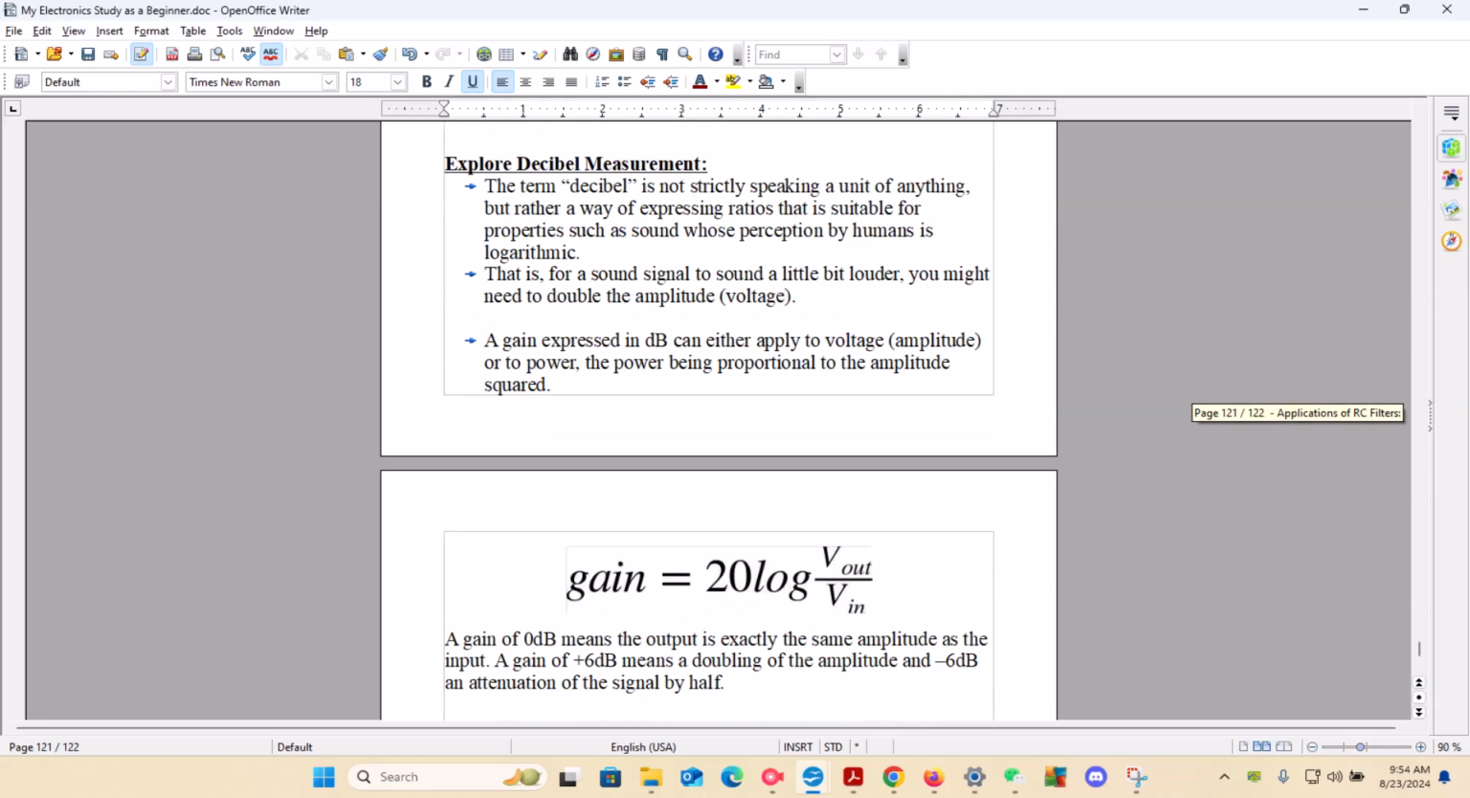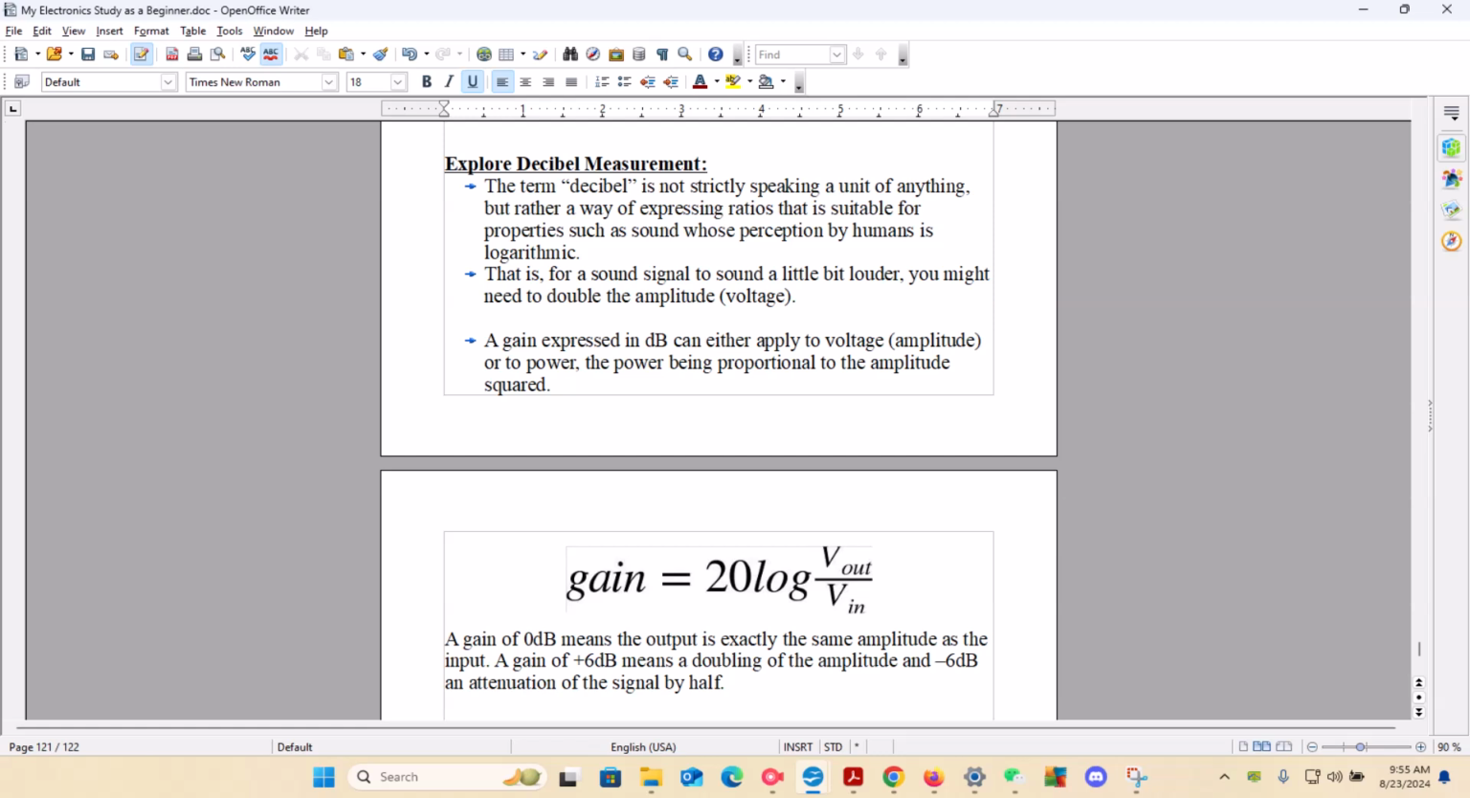Now, in terms of a decibel measurement, we want to understand that decibel is not strictly speaking a unit of anything, but rather a way of expressing ratios that is suitable for properties such as sound, which is a perception by humans as a logarithmic function. That is, for a sound signal to sound a little bit louder, you might double the amplitude of the voltage. A gain expressed in terms of dB, or decibels, can apply either to voltage amplitude or to power.